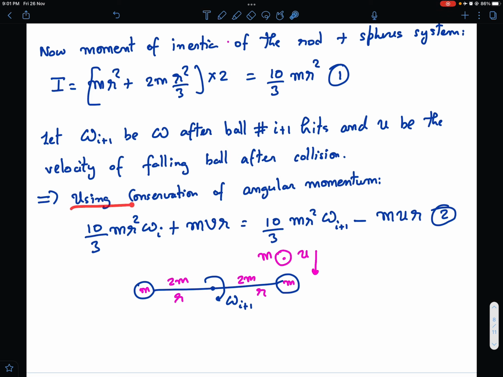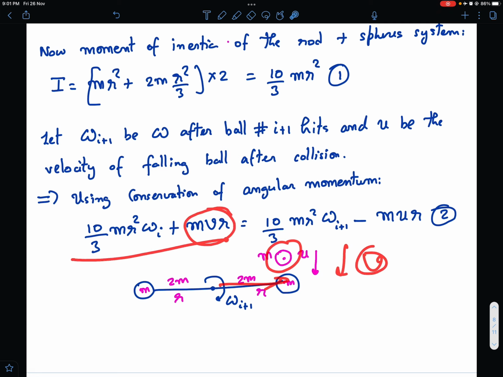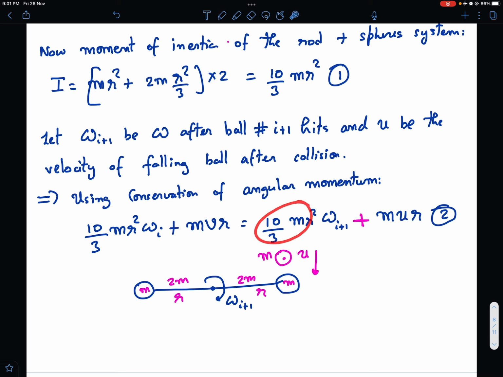So now using conservation of angular momentum, 10 by 3 mr square omega I, this is the angular momentum of the spheres plus the rod system, and plus mvr, this is the angular momentum of the incoming ball. Before collision it had velocity v downward and this distance was r, so plus mvr, and this should be equal to what? This should be equal to, again here it should be a plus instead of minus, 10 by 3 mr square omega I plus 1 and plus mur. So this is our angular momentum conservation equation, and the other equation I'll need to write is for the coefficient of restitution.